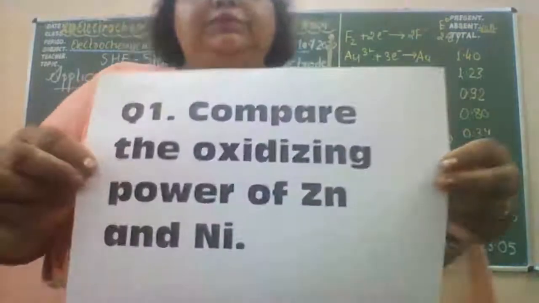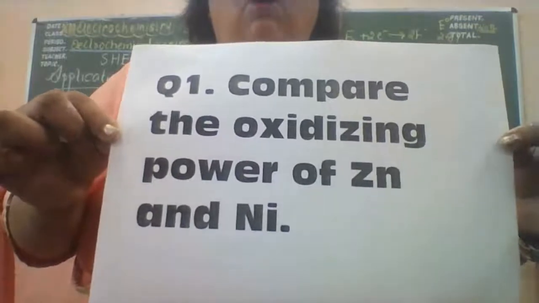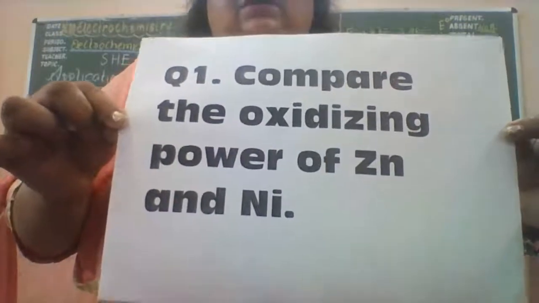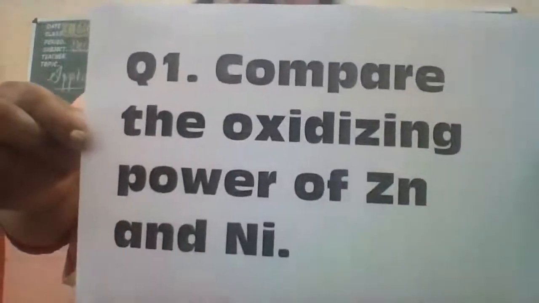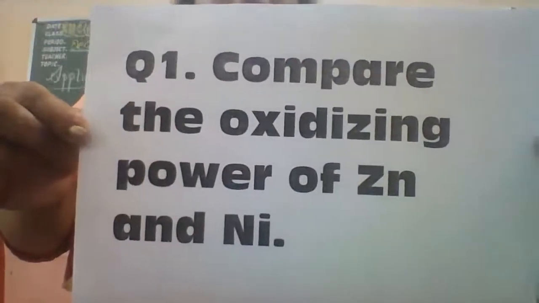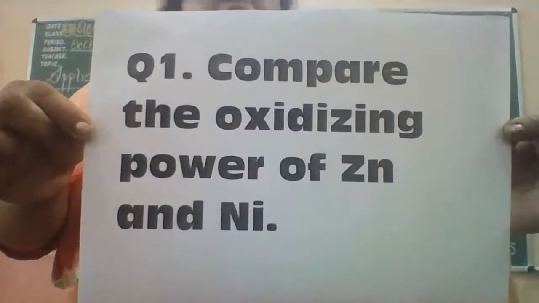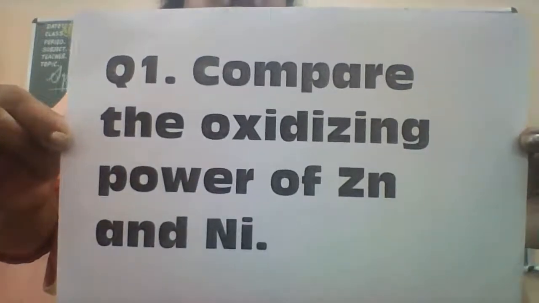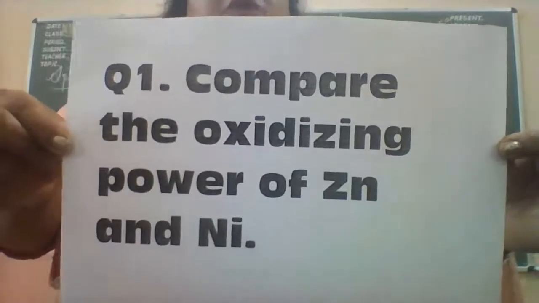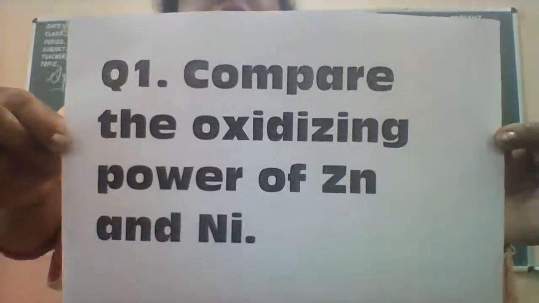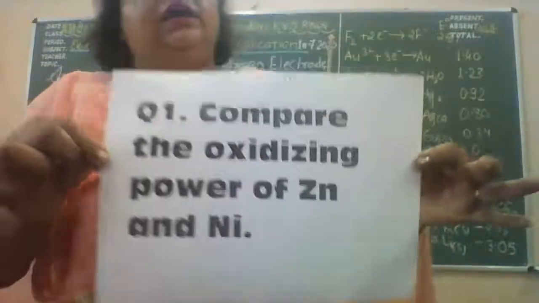See this question. Compare the oxidizing power of zinc and nickel. Two elements are given here, right? You have to compare the oxidizing power of them. The two elements given are zinc and nickel. You have to identify which will have the higher oxidizing strength, or which will be a stronger oxidizing agent.